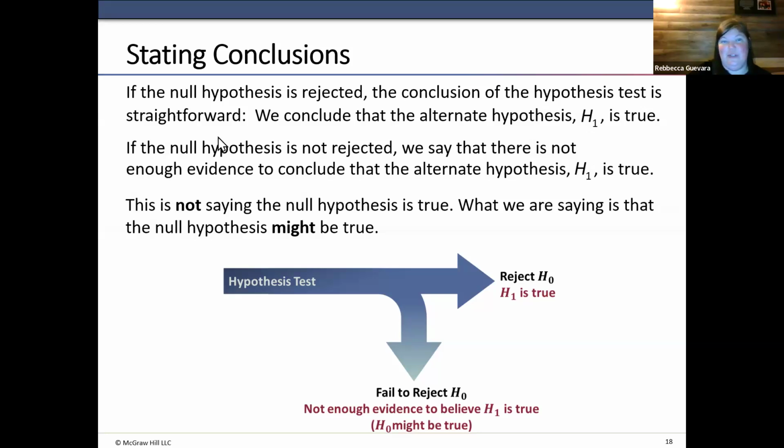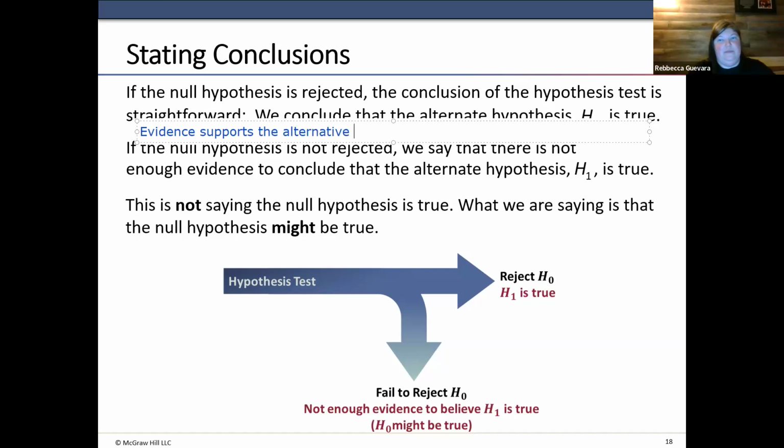I will also say there is a slightly different opinion about that. It's not so much that the alternative hypothesis is true, but that we have evidence to support it. So what you're really saying is that evidence supports the alternate hypothesis. That's probably a better way to look at it, because in statistics, we hate saying that something is true. We hate saying things are certain. Like I said, this is kind of your book stance on it, that it's true.